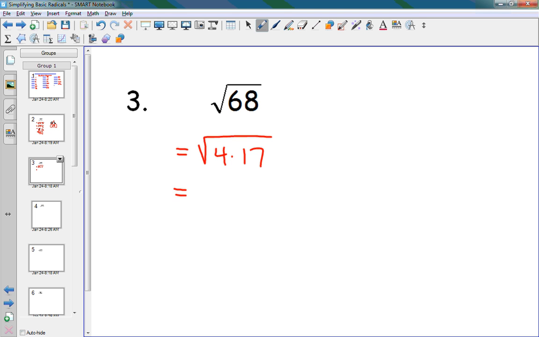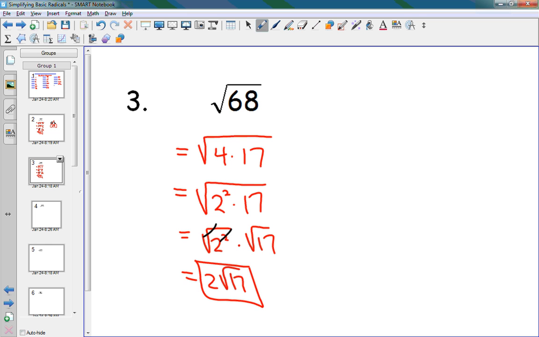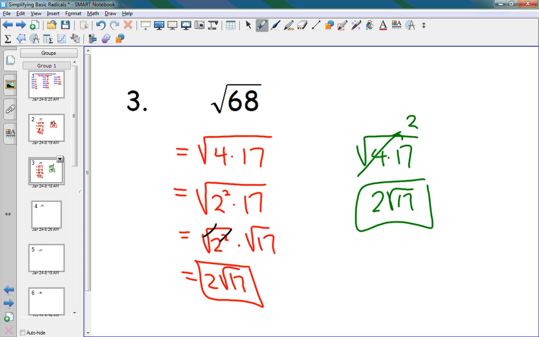However, what is 4? Can I represent 4 any other way? Yes, 2 squared, right? If I tear these apart, that's the square root of 2 squared times the square root of 17. And what happens to the power and the root on the 2's there? Those cancel out, and I'm left with 2 square root of 17. Now, this is the long, windy road. Can I say it another way? I can do this whole problem another way by simply doing 4 times 17. What is the square root of 4? 2. It comes out as a 2, so that's going to be 2 square roots of 17. Same exact thing, a whole lot fewer steps.